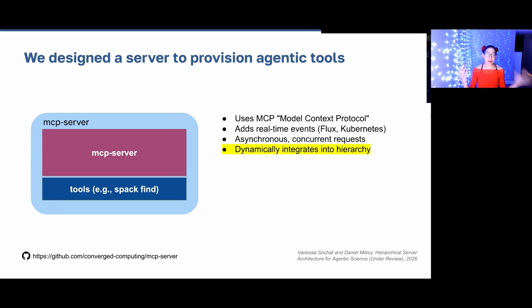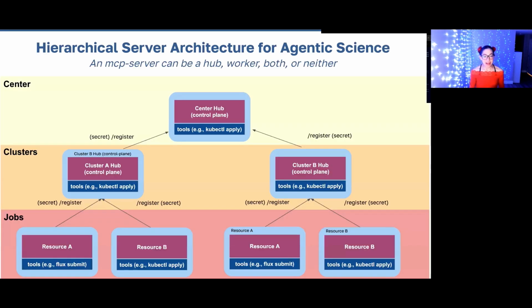And here's the cool part. Because we work on Flux and we think of everything in graphs or trees, this agentic server actually integrates into a hierarchy. And let me show you what that means. So this is actually a hierarchical agentic server to support science.